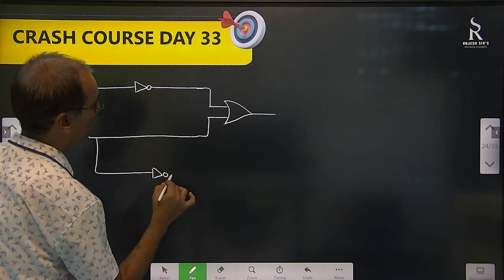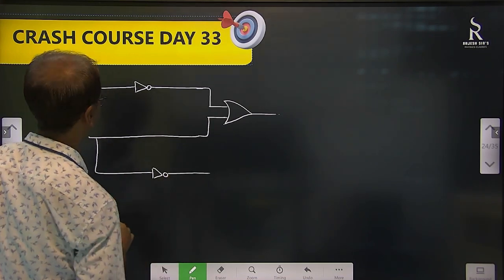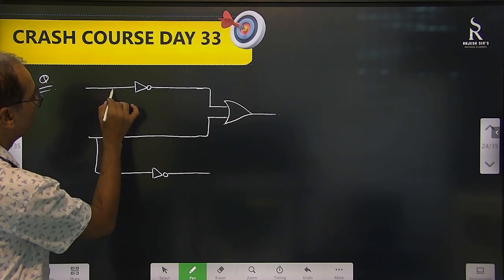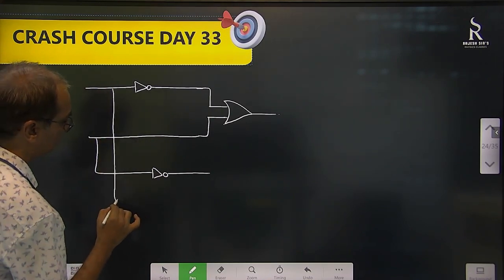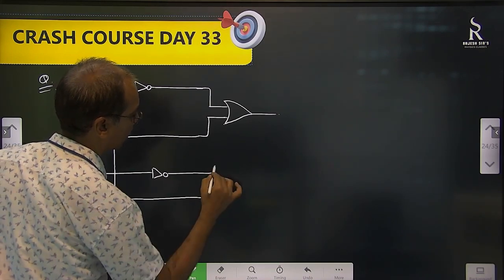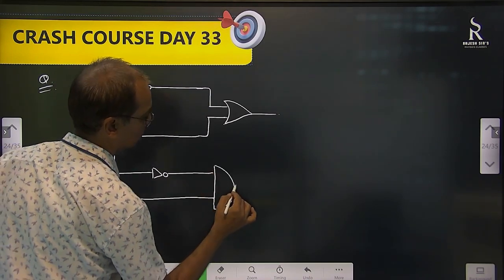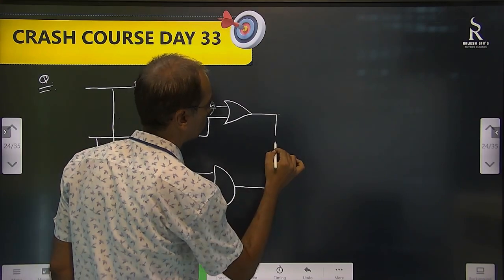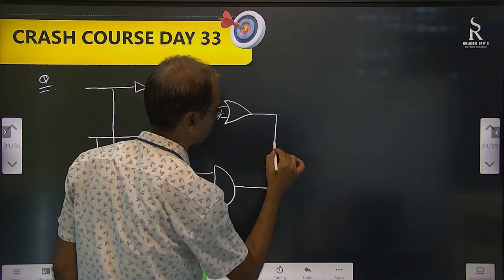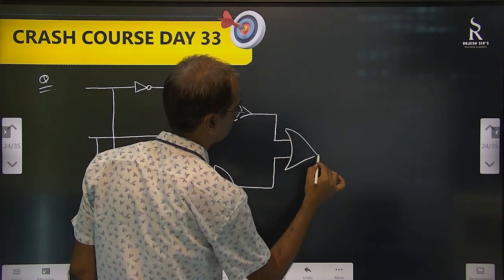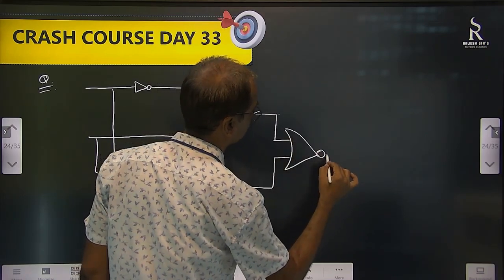Then here also one more NOT. Then we'll bring this one. Here we'll connect with one AND. Then these two connect with one more OR. And in front we'll connect NOT.